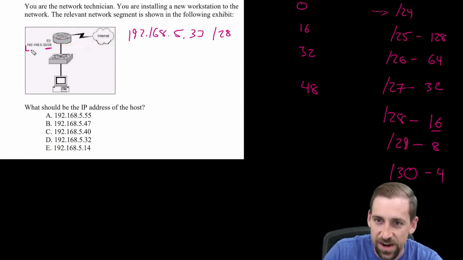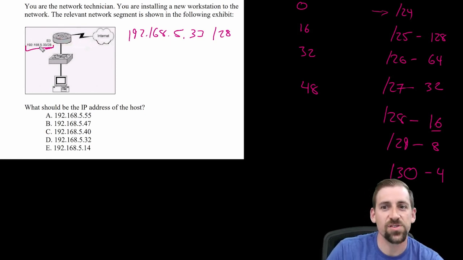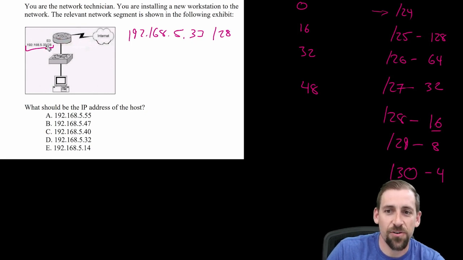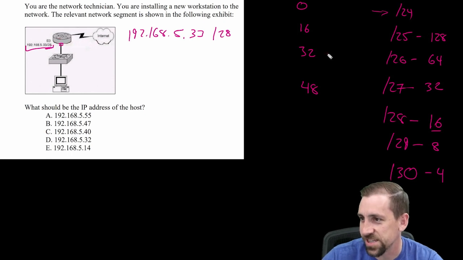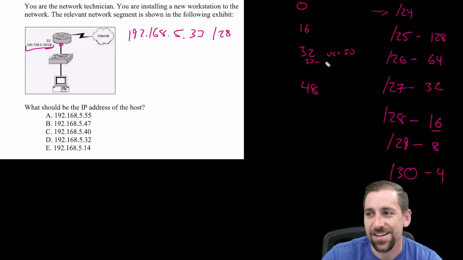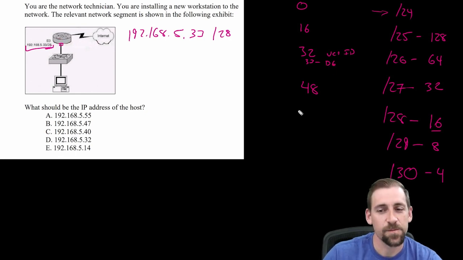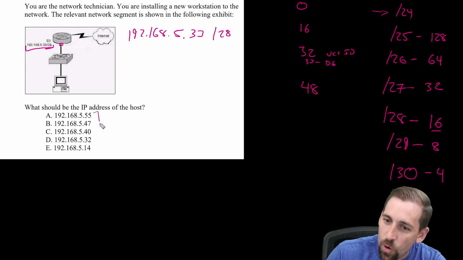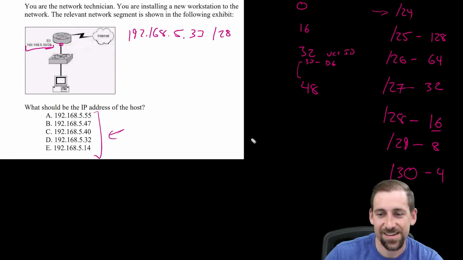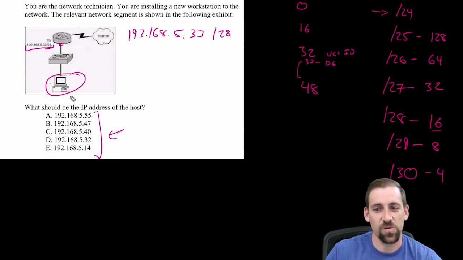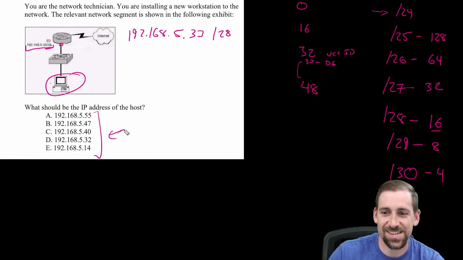And if we look at this relevant network segment here, we have 192.168.5.33. That means that they're showing you the address on this router interface. That means that the first address in this .32 network, so this is the network ID, is the default gateway. And that means that I have to find one valid address that lives in this address space to give to this host. So let's go through the list here.